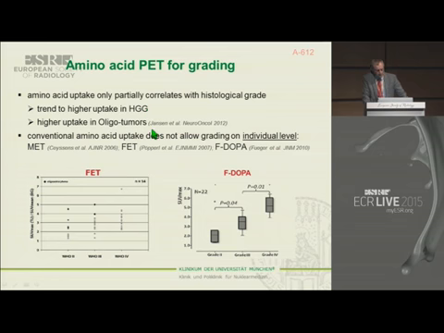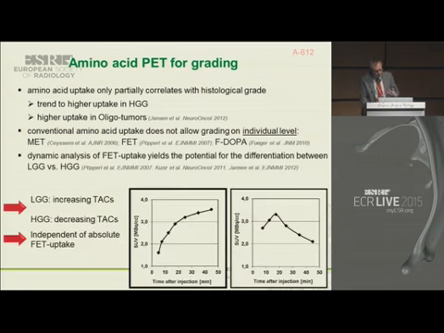But also the oligodendroglial tumors, which have a very good prognosis, have an extremely high uptake, and so this is not a prognostic marker. On the individual level, you can see here with this overlap with the FET, and also to some extent with the fluorodopa, conventional amino acid uptake does not allow grading on an individual level. But with an appropriate data analysis, you can do that.